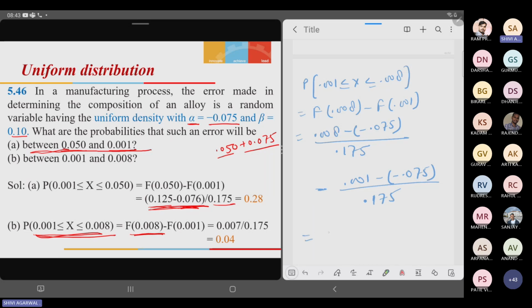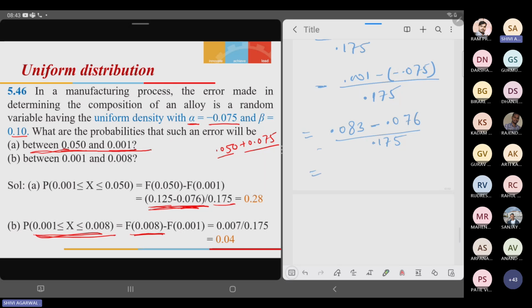So that will become minus minus plus, so we are just adding it. 0.083 minus, when we are just adding 0.076 upon 0.175. When we are solving this one, so 0.007 upon 0.175, we are getting this answer, and that is 0.04.